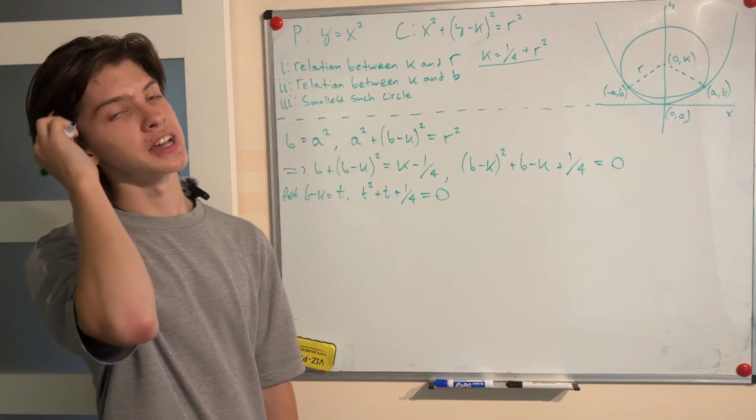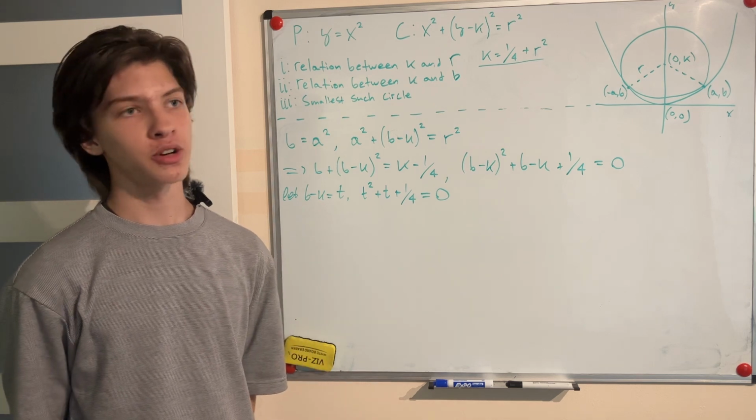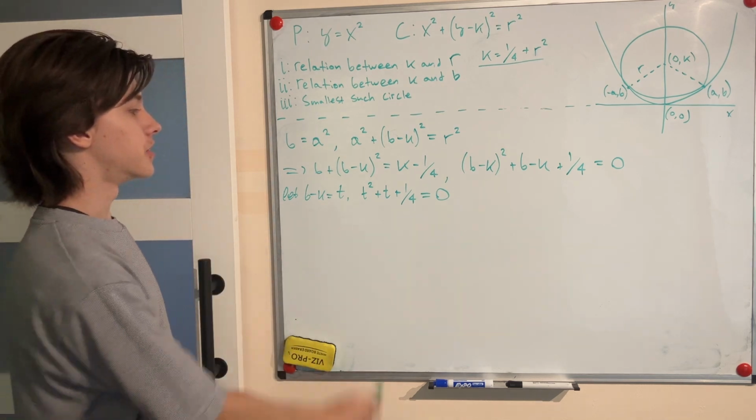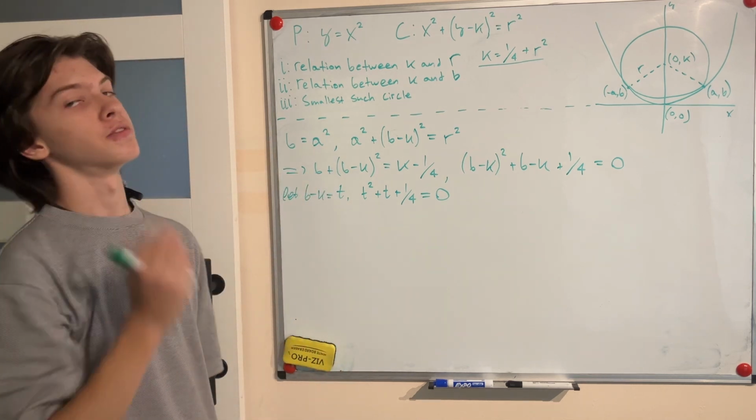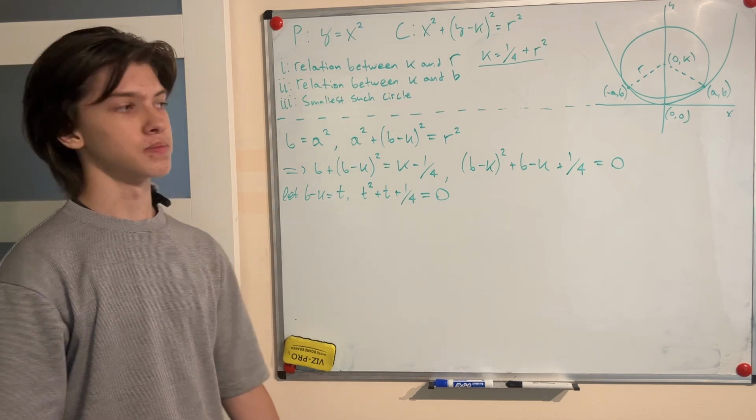And if you memorized every single perfect square binomial that there is, then you know that this is just a perfect square binomial of (t plus 1/2) quantity squared.